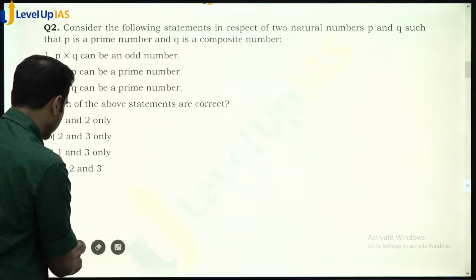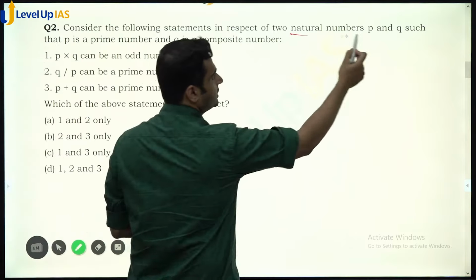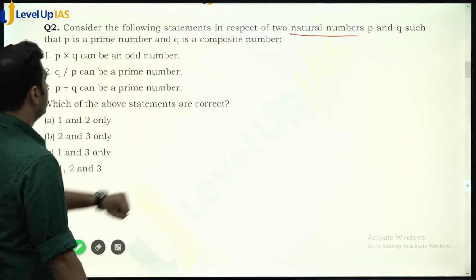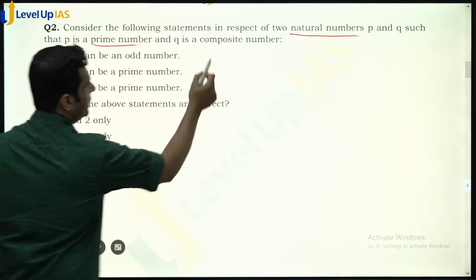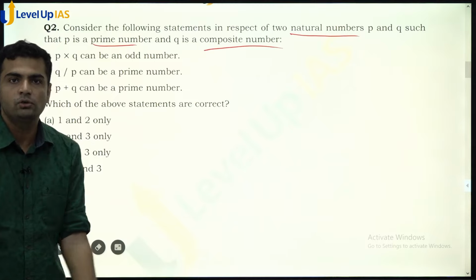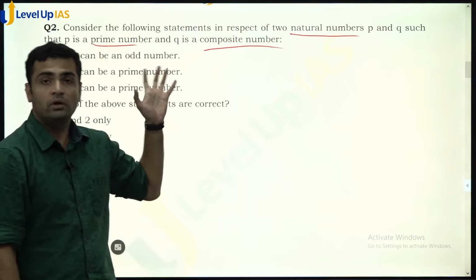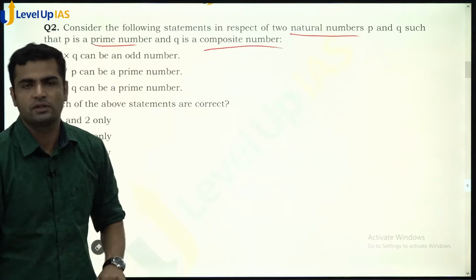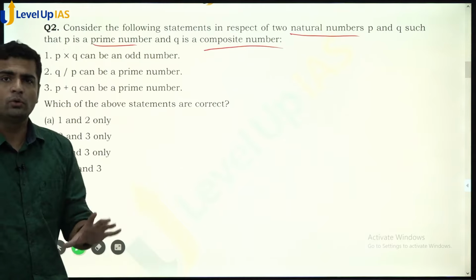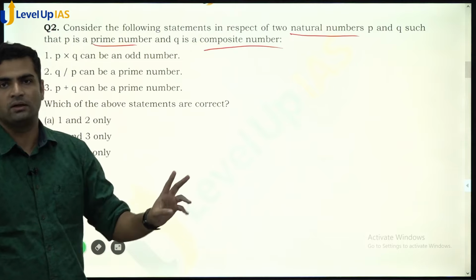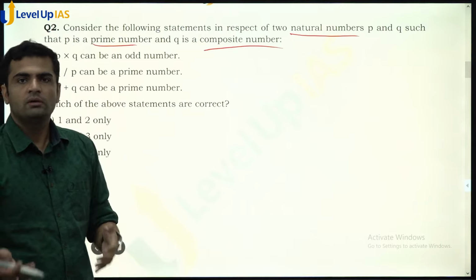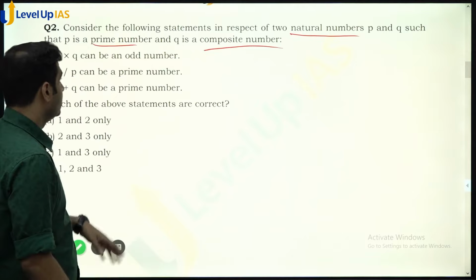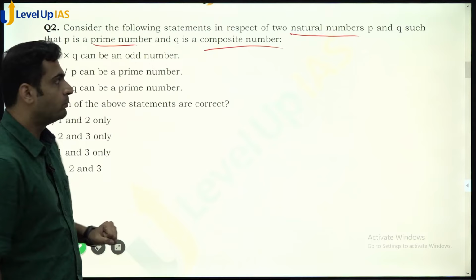See, the question, the examiner expects you to know what natural numbers are, which are 1, 2, 3, 4, 5, 6, 7, 8 and so on. P and Q are that. Then P is a prime number and Q is a composite number. So the examiner expects you to know what prime numbers and composite numbers are, without which you cannot solve this question. Now, prime numbers are those which have only two factors, 1 and itself. Composite numbers are those which have more than two factors and which is not 1. Okay. So that is the definition of prime and composite numbers.